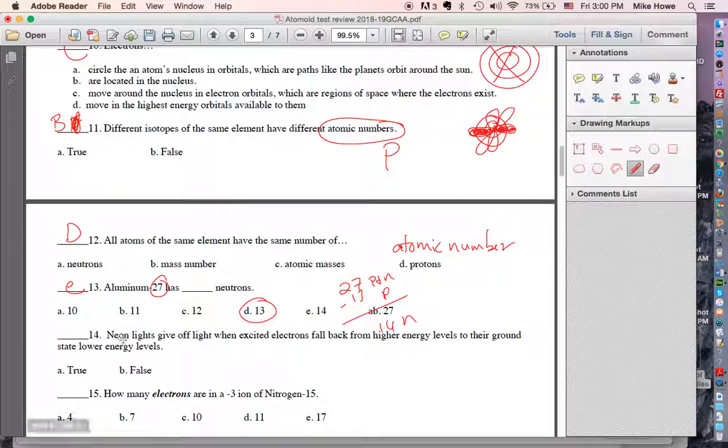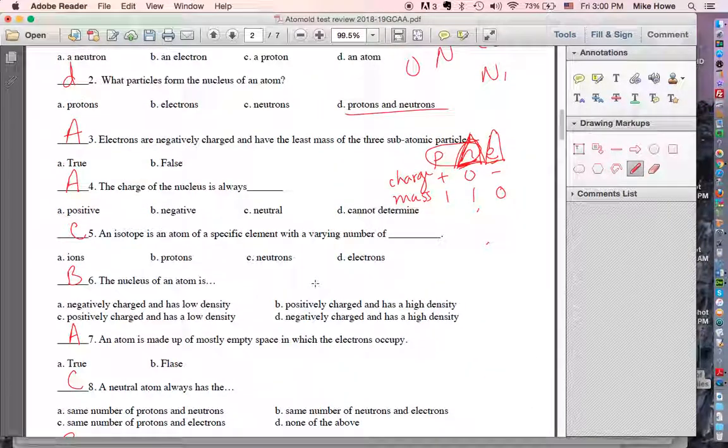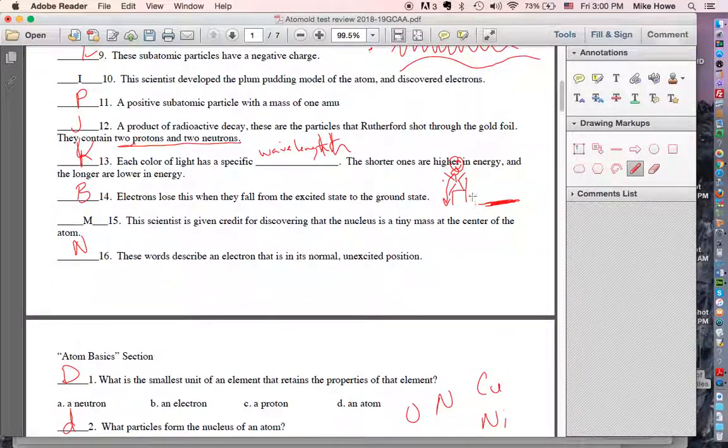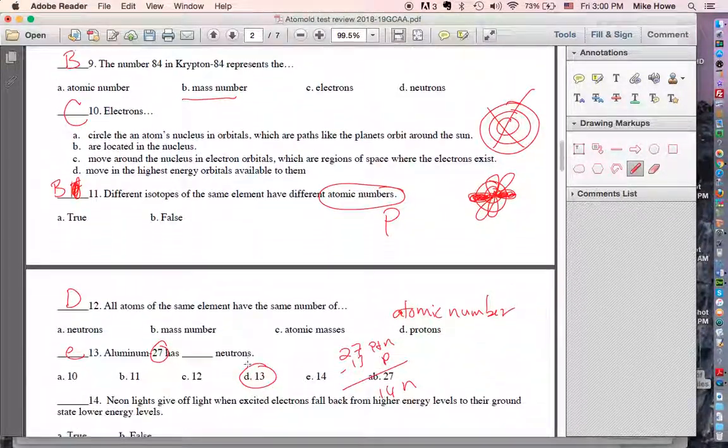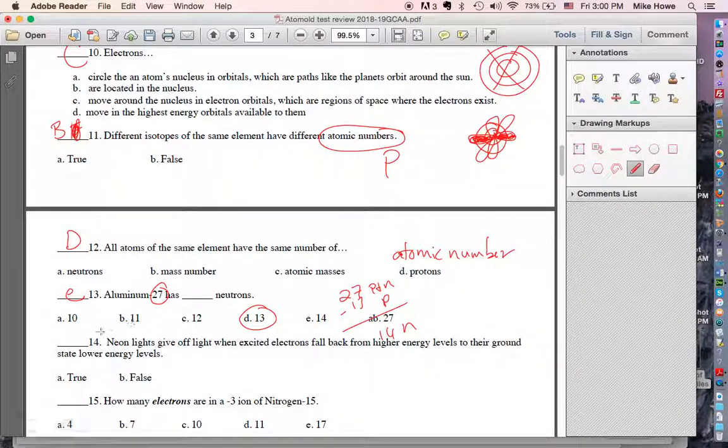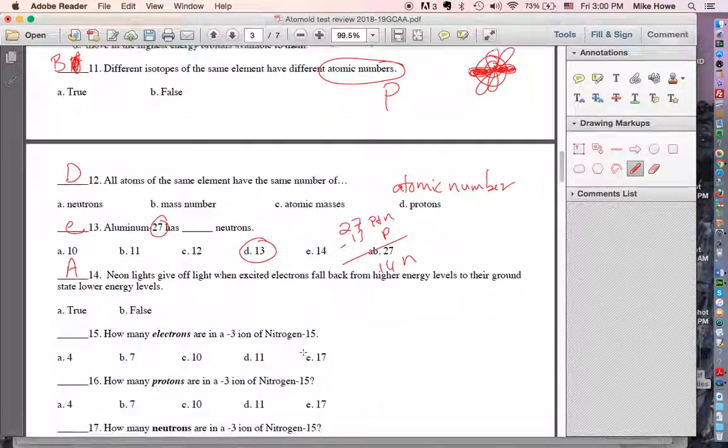Now, I talked about the neon lights giving off light when excited electrons fall. I talked about that with the chair a few minutes ago. Up here, this little chair picture. So the electrons fall back down, and they give off energy, and that's true in the form of light, so that's true. 15. All right.